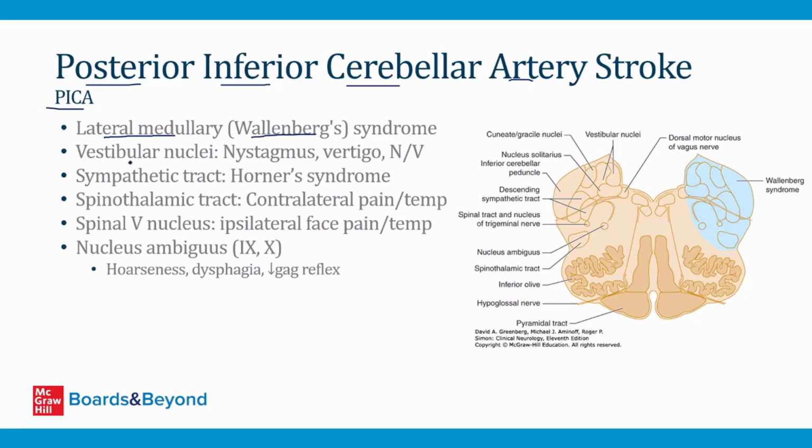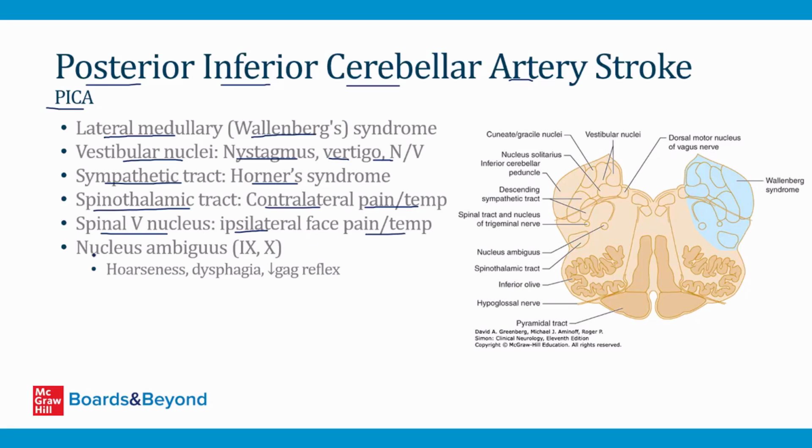Well, first of all, you can find vestibular nuclei here as well, just like we talked about with AICA strokes. So this can lead to vestibular symptoms like nystagmus, vertigo, and nausea and vomiting. Sympathetic tract fibers are found here, so that can lead to Horner syndrome when they're damaged. You find spinothalamic tract fibers in this region of the medulla, so damage here can lead to contralateral sensory loss in half the body related to pain and temperature. And once again, you find that spinal nucleus of cranial nerve 5, and damage here leads to ipsilateral face loss of sensation for pain and temperature.